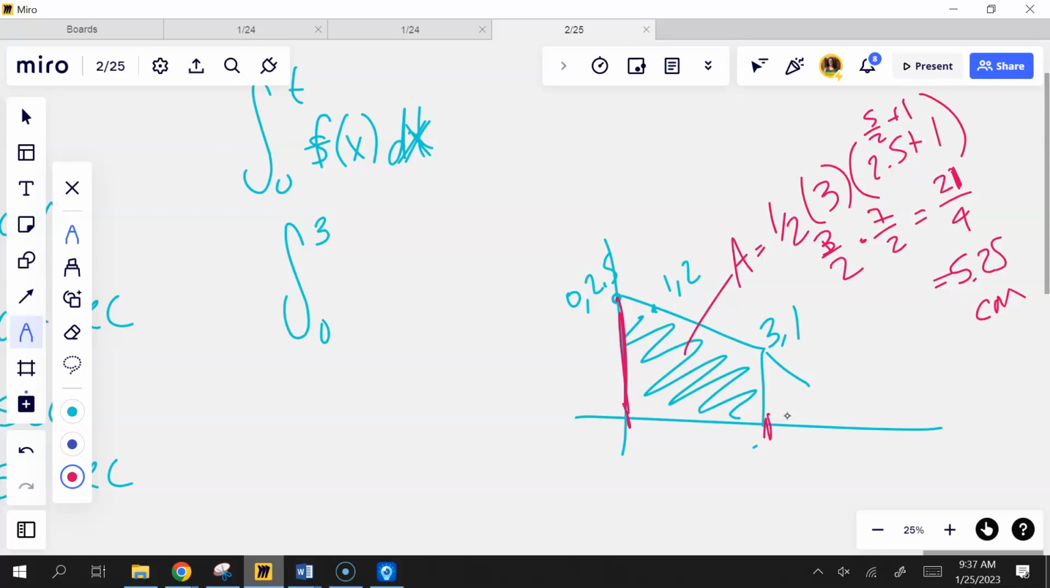Just take your point. Part C asked you for velocity at 5. So what did I do here? Velocity at 5. This is the graph of velocity, so the velocity at 5 is -2 centimeters per second.